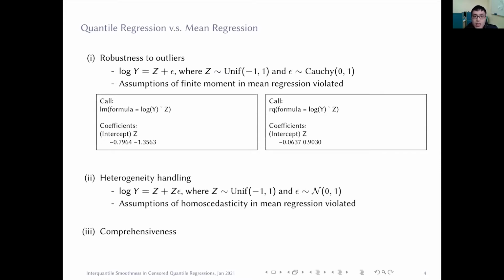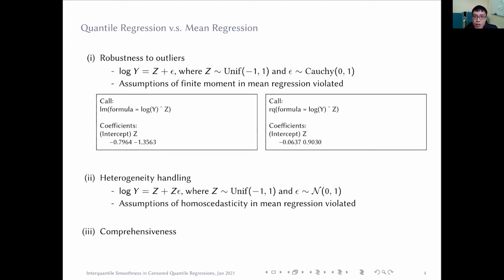There are three reasons. Its first advantage is the robustness to outliers. Suppose we have a simple model with the error terms given by the Cauchy distribution. Then you can see that in finite sample cases, the traditional linear regression on the left-hand side would never give a constant estimate for the coefficient, while the quantile regression on the right can recover the true model.